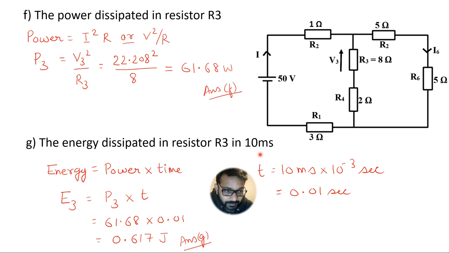But time is given in milliseconds, so we have to convert the unit. I have multiplied it by 10 to the power minus 3 to convert it into seconds. That is 0.01 seconds. Now if you multiply time with the calculated power, 61.68, you would end up getting 0.617, or you can even write it as 0.62 joules. That will be the answer for the last part, G.